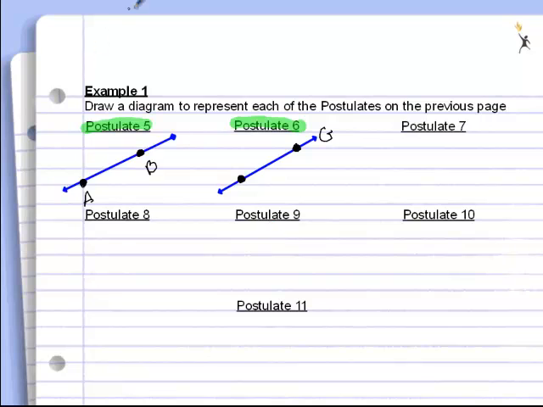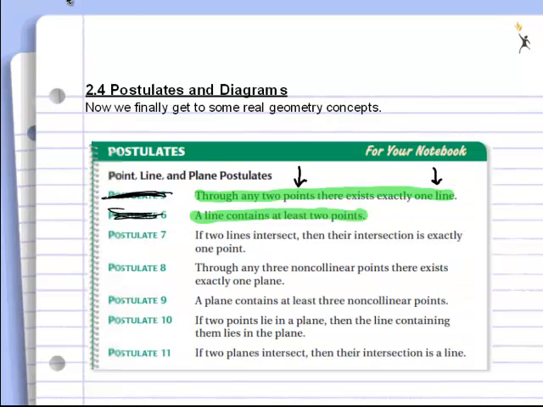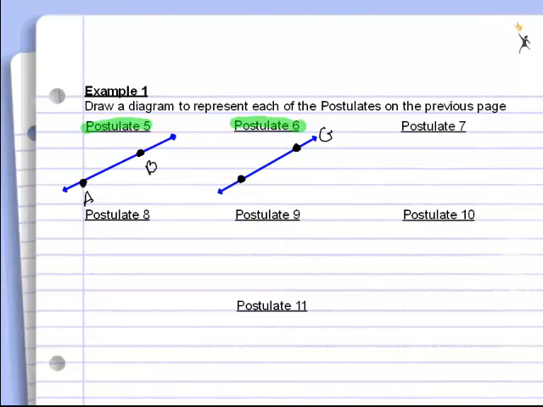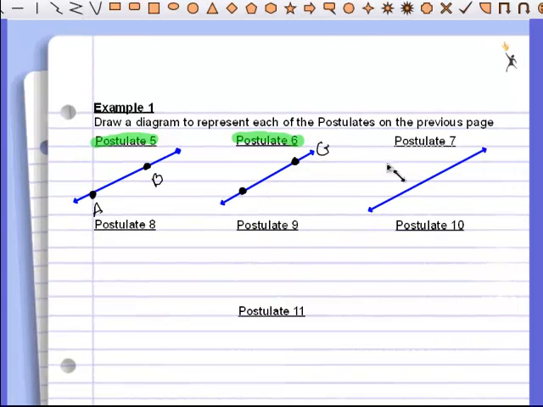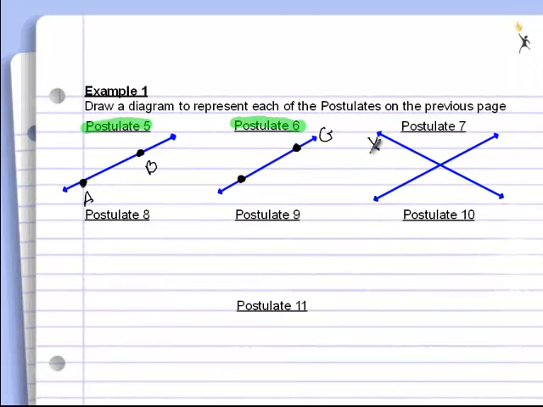Let's look at the rest of those postulates on the last page. Postulate 7 says that if 2 lines intersect, then their intersection is exactly 1 point. Let's go to the next page and draw that. If we have 2 lines that intersect, we need to label them. Let's go line X, line Y. Then they should intersect at exactly 1 point.